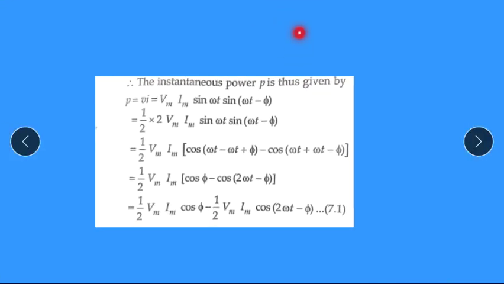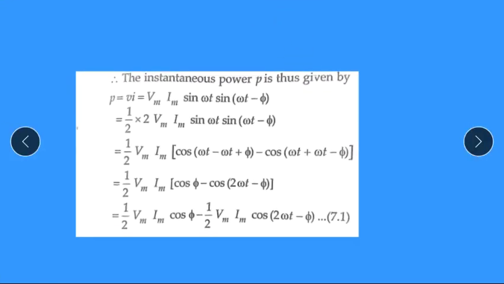Now, the equation of instantaneous power p is p equal to vi, that is equal to Vm Im sin omega t dot sin(omega t minus phi). Now, we multiply and divide the equation by 2. So the next equation is p equal to Vm Im times 2 sin omega t dot sin(omega t minus phi), divided by 2. There is a formula in mathematics: 2 sin A sin B is equal to cos(A minus B) minus cos(A plus B).